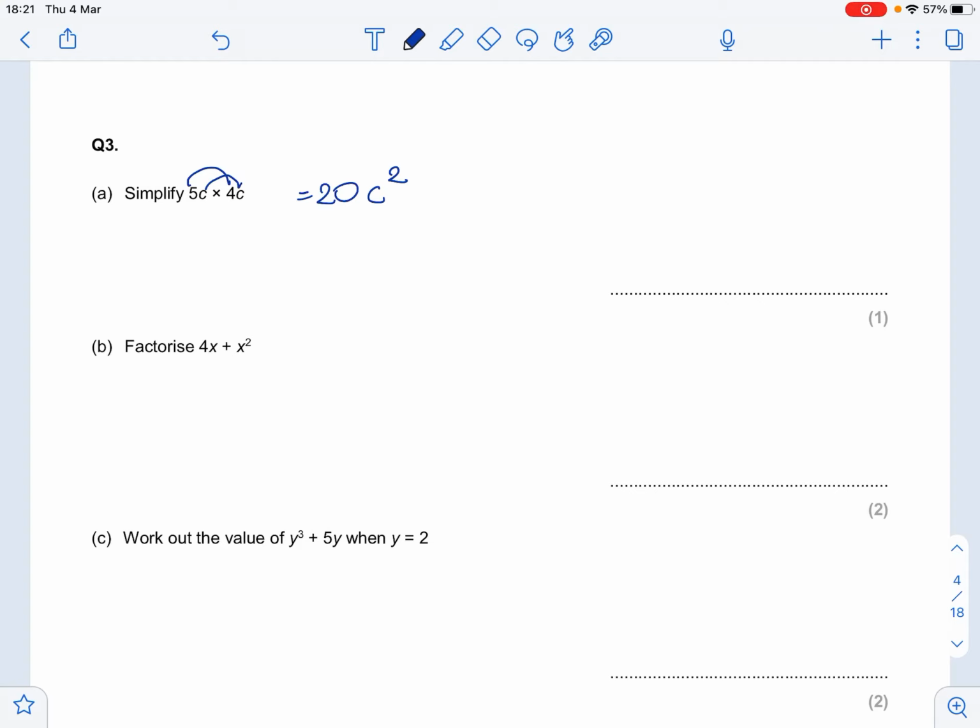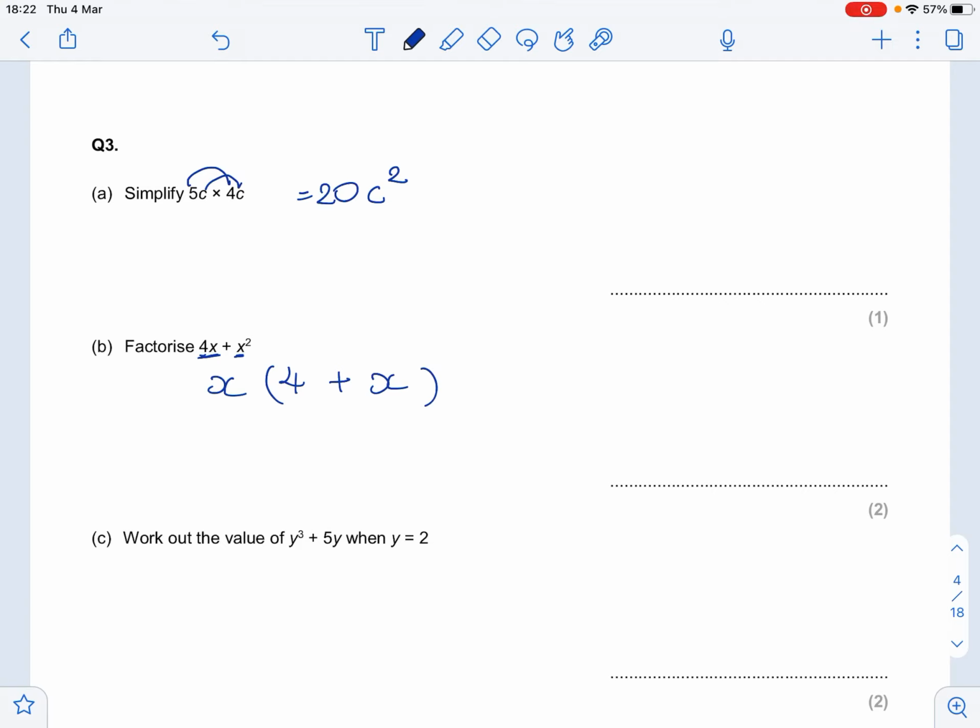Part B asks you to factorize. Firstly, we consider numbers. There's no number we can take out. Then we consider letters. There is x we can take out. So inside the bracket, x multiplied by 4 would give you 4x, plus x times x gives you x squared. So we have factorized successfully.